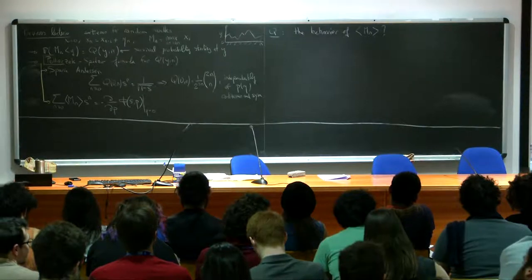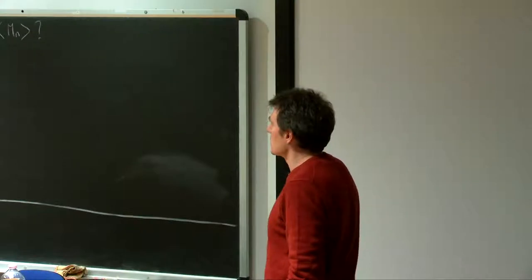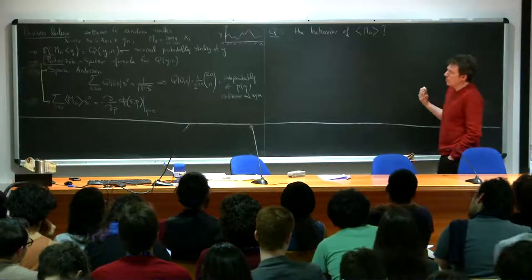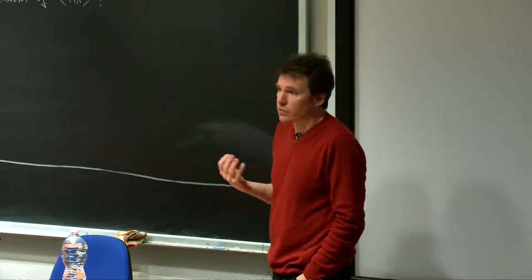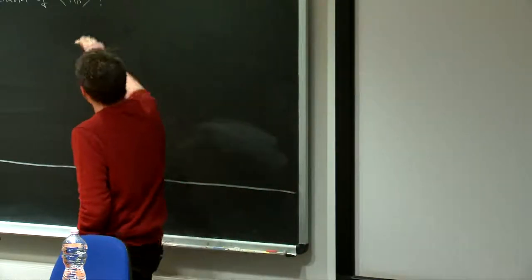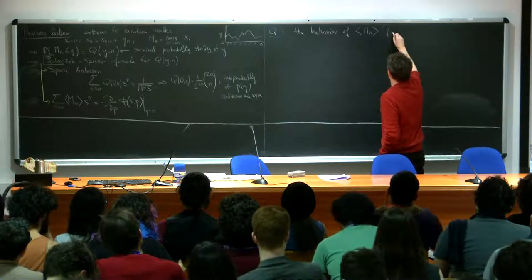Now, the question is, what are the effects of correlations on the growth of this quantity? That's quite a natural question, and really a very simple way to characterize the effects of correlations compared to the IID case. So how should I do that? What I want to understand is the behavior of M_n for large n.